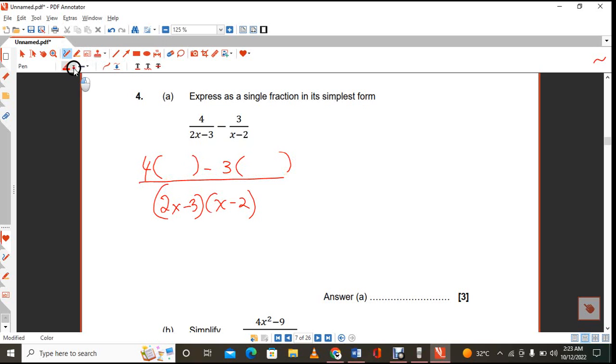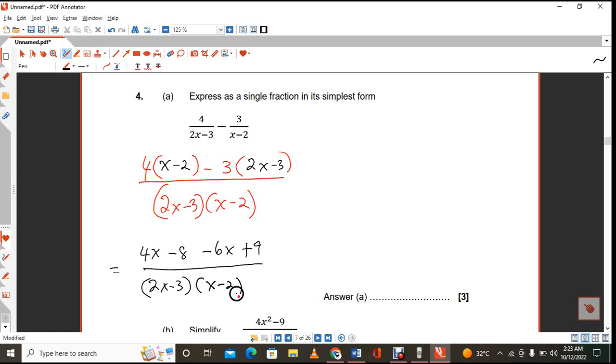So what you're going to do is have x minus 2 here, and here you're going to have 2x minus 3. So you need to clear the brackets, so that's going to give you 4x minus 8 minus 6x, and be very careful, this is plus 9. Okay, all of that you put over the same denominator, 2x minus 3 over x minus 2. From here, your objective is just to simplify the numerator. So 9 minus 8 is 1, and 4x minus 6x will be minus 2x.